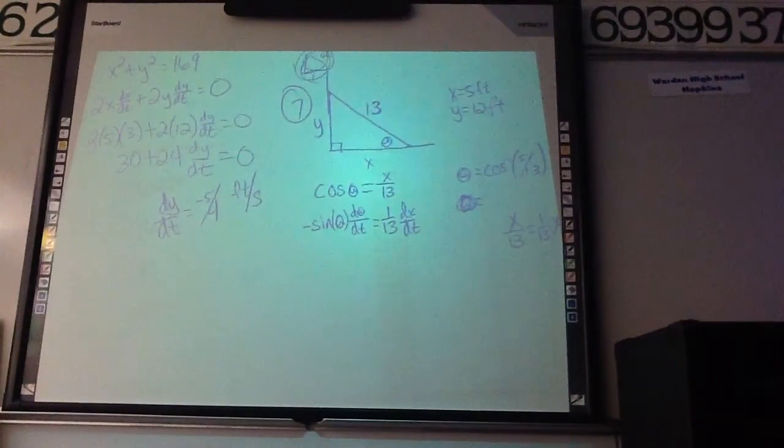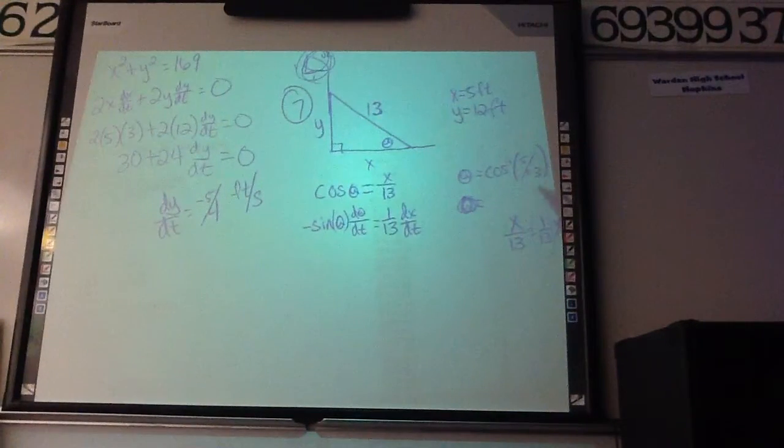Now what? You plug in. You don't have your dx dt or d theta. Yeah, we're assuming it's the same from the other problem. You're gonna divide by negative sine. Do you know theta? No. That's what I was doing over here, I was trying to find theta.